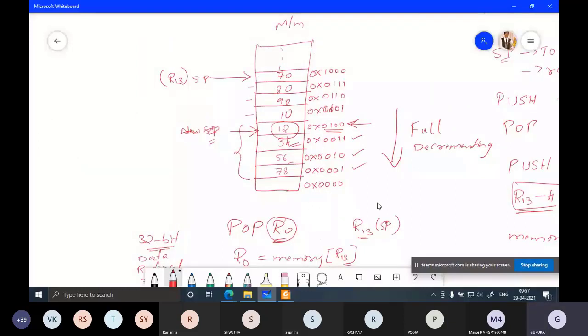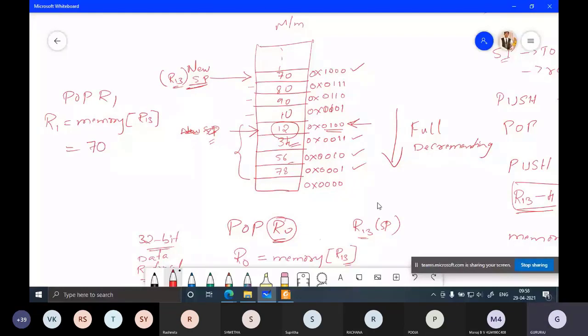Now if you do one more POP operation, let's say POP R1, what will happen? R1 will first be copied with the contents of the memory location pointed by R13. Where is R13 pointing now? R13 is pointing to this location, 1000. Since it is 32-bit POP, 4 memory locations will be accessed. Which are the 4 locations? 1000. What is the content of that location?